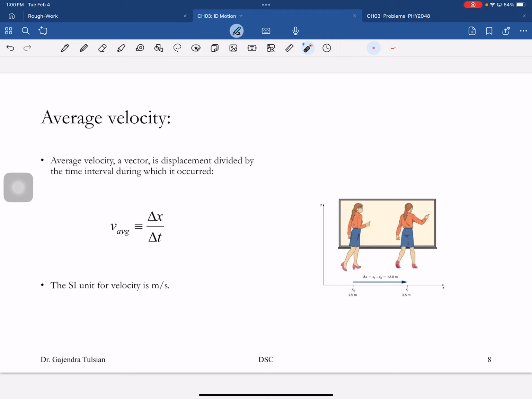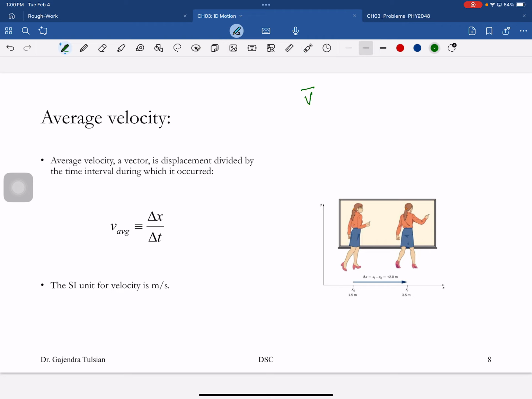Okay, here's how average velocity is defined. It's the displacement vector divided by the time over which that displacement happened. Again, this is a vector, that is a scalar. A scalar multiplying a vector is a vector. Okay? And the units will be meters per second. Okay. So that's how average velocity is defined.